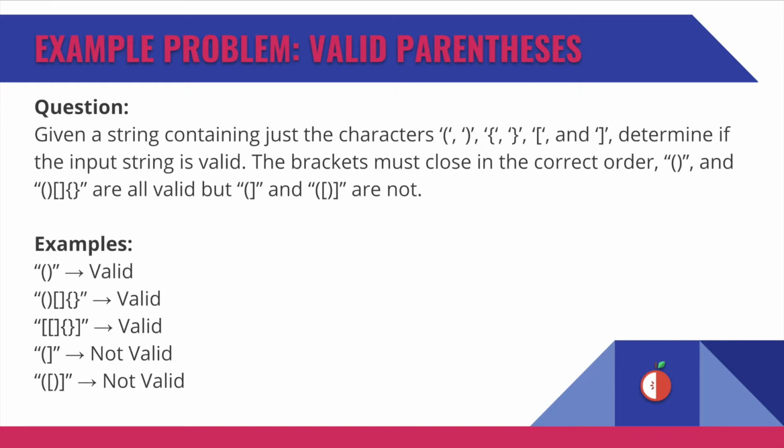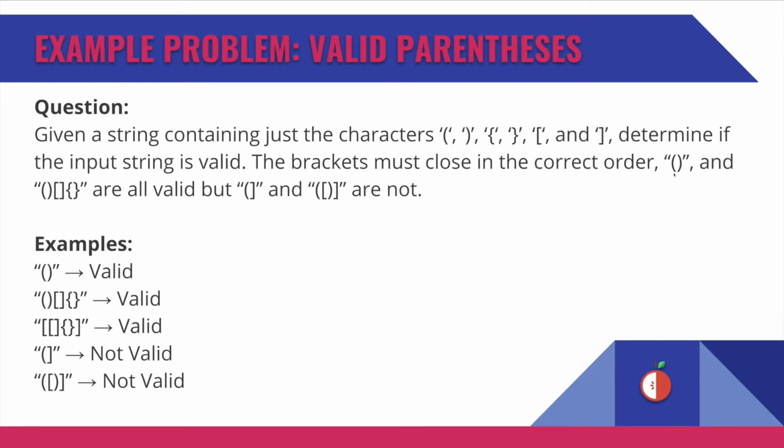So here's the question. Given a string containing just the characters of open and close parentheses, open and close curly braces, and open and close brackets, determine if the input string is valid. And you can intuit what this valid string would be, right? When you open a parentheses, you need to close that parentheses, but you don't want to close it too soon or too late. Let's go over some examples.